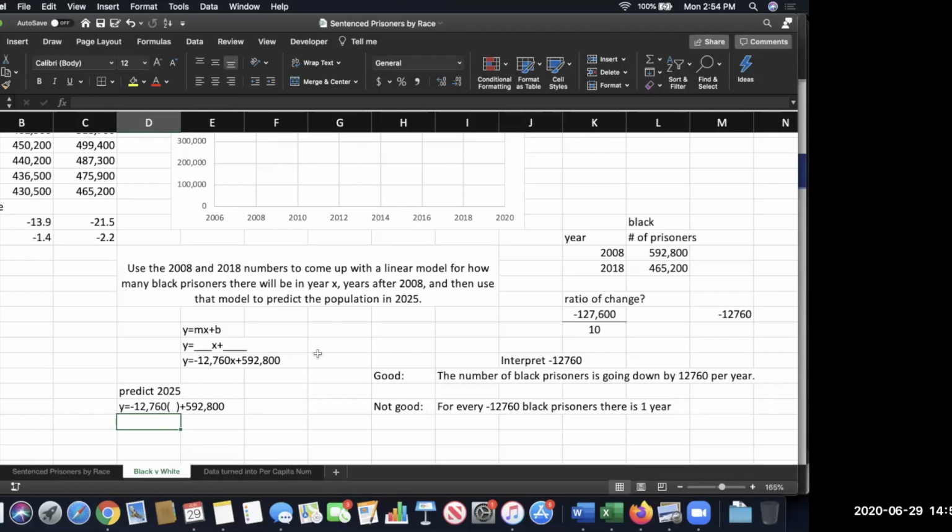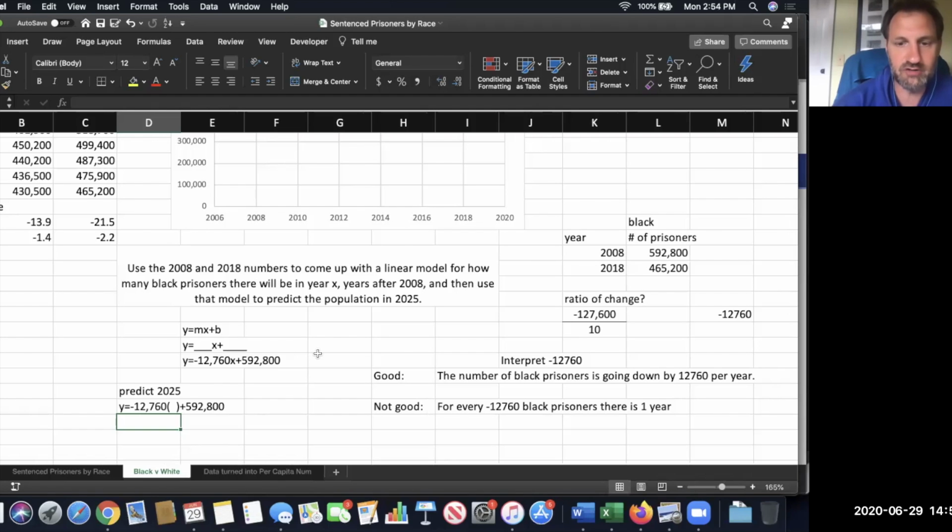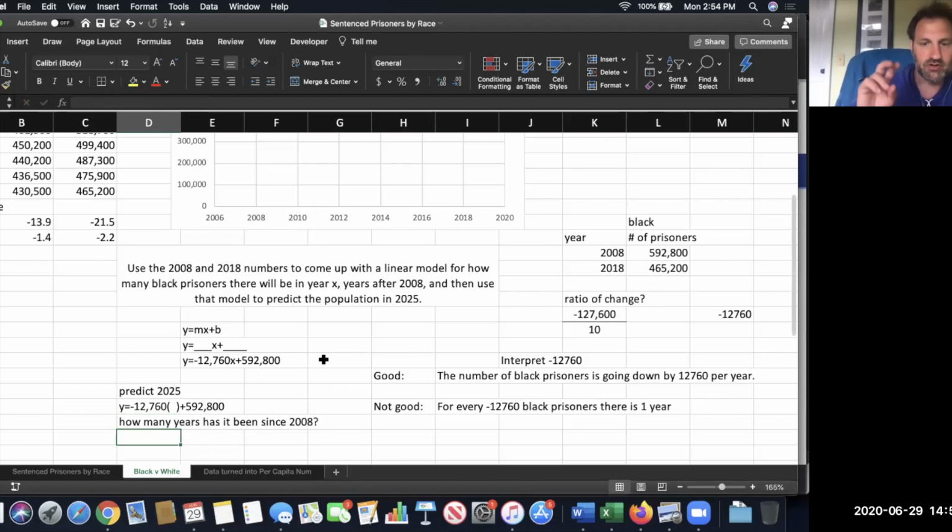I was going to say, do you subtract the 592,800 on both sides, and then divide by the 12,760? Well, we would if we were solving for when we are going to get down to 100,000 prisoners. Then we would do that process. But if we're just working out what X is, we really want to ask ourselves, how many years has it been since 2008? Because that's what we're calling the starting point. So if we're talking about 2025, how many years is that after 2008? And that's going to be our X value.